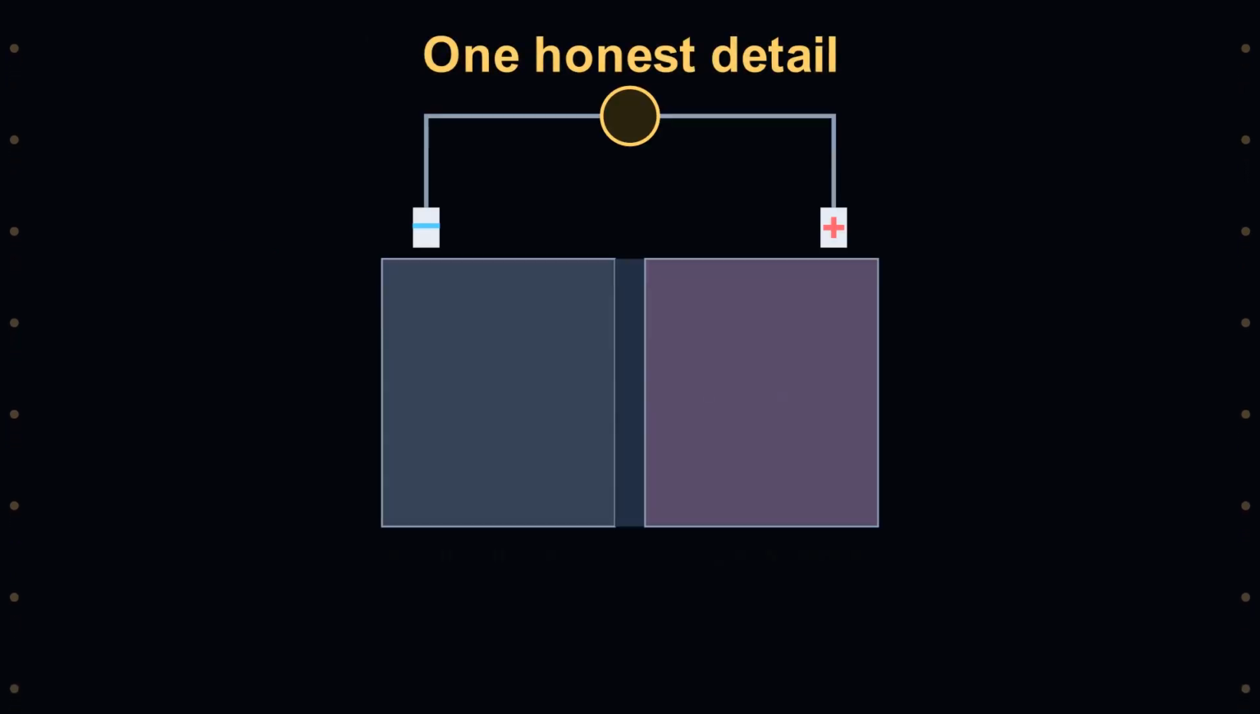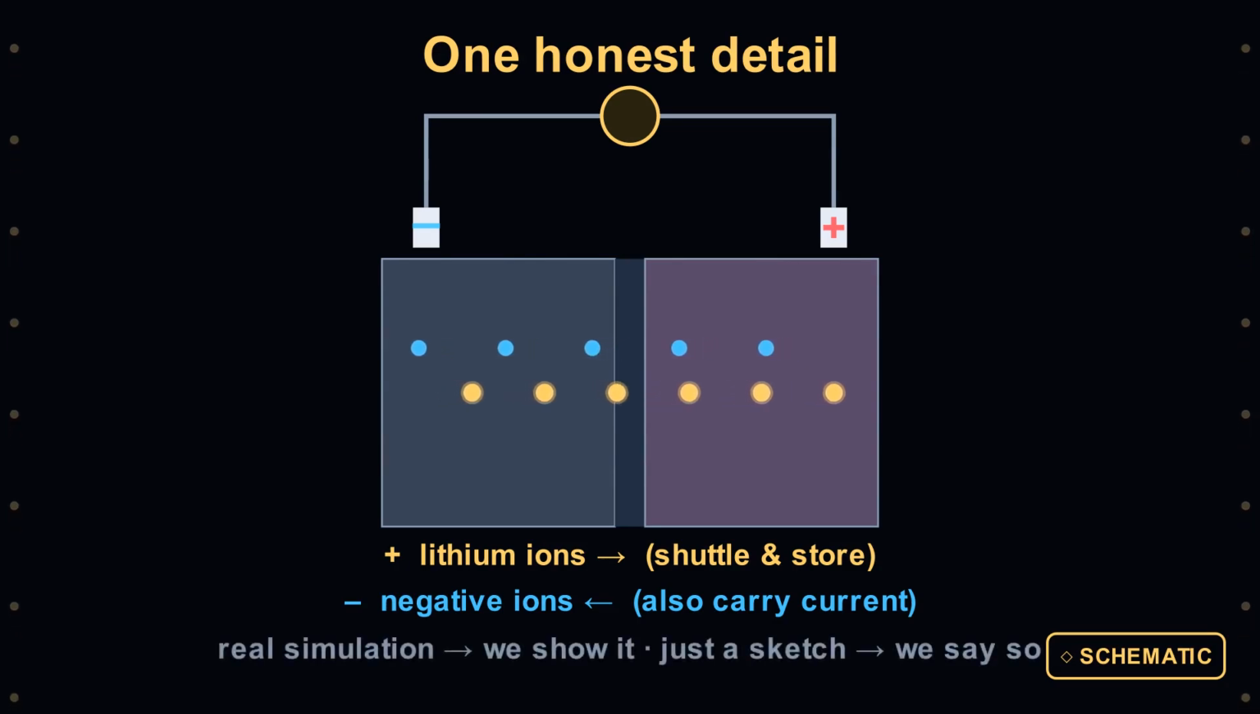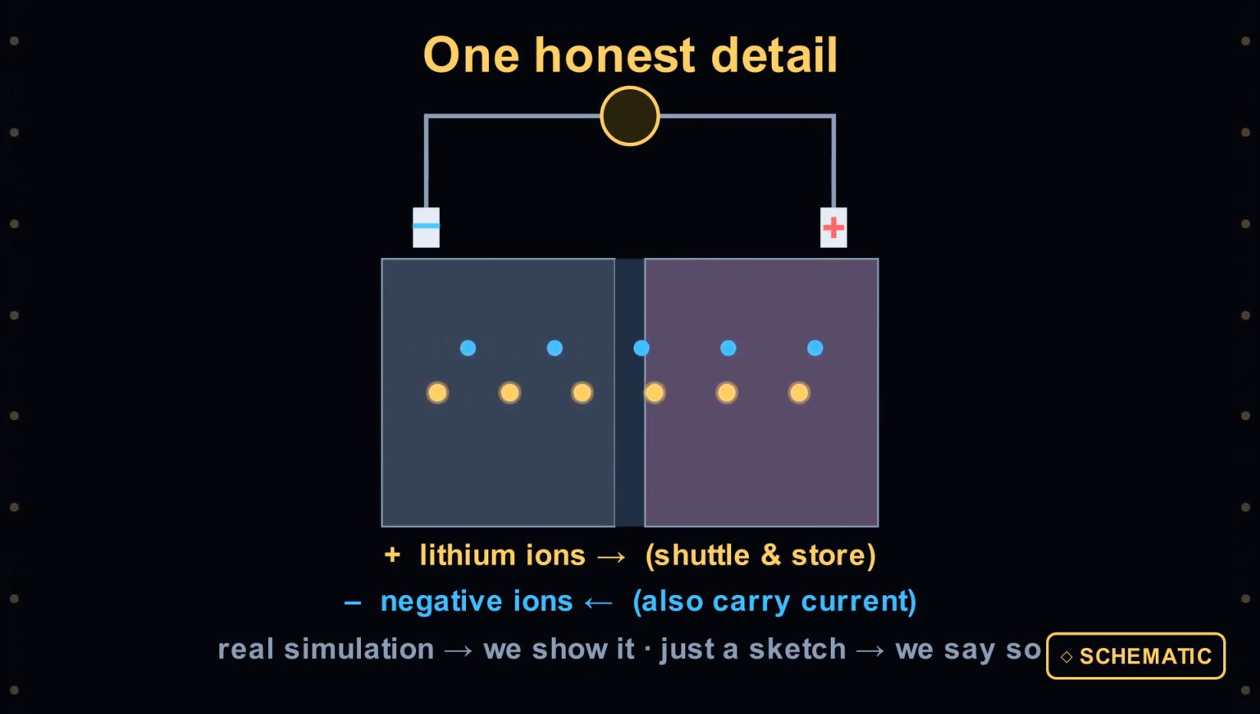One honest detail, because this is a course, not a cartoon, it is not only the positive ions that move. The electrolyte also contains negative ions, and they drift the other way. Both help carry the current through the liquid, but it is the positive ion, the lithium, that actually shuttles between the electrodes and gets stored. When a visual here is a true simulation, we will show it. When it is just a helpful sketch, we will say so.